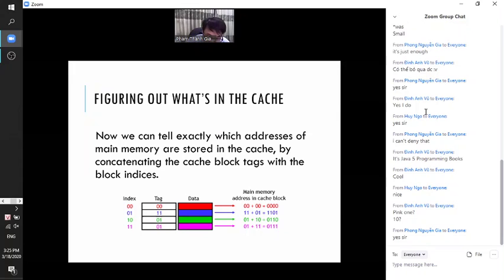So in that case, we can answer question 1. Now we can tell exactly which addresses of main memory are stored in the cache by concatenating the cache block tag with the block index. By combining the value of tag and index, we define the address in the main memory. We have 000, the address. Another one: 0111, the address will be 1110.